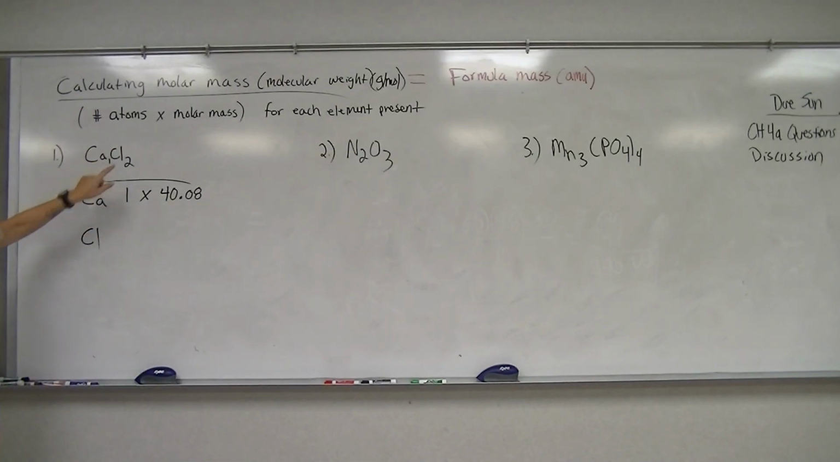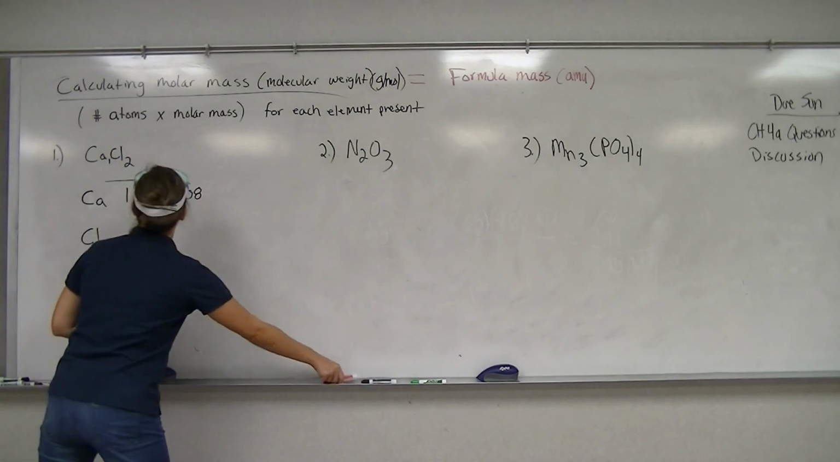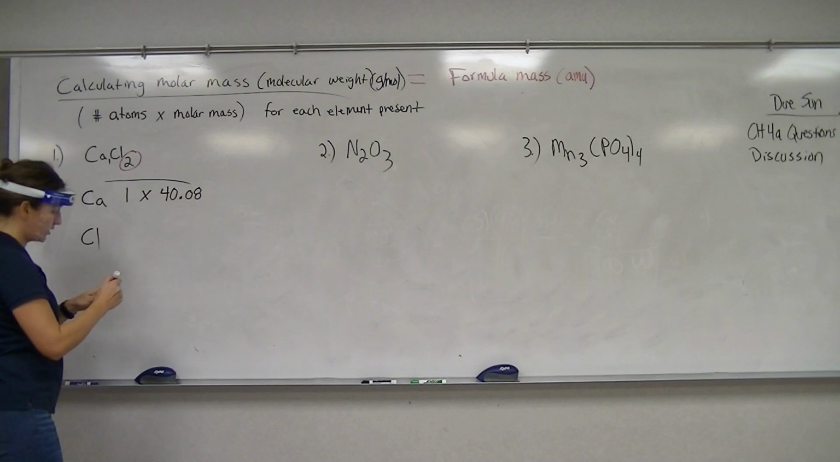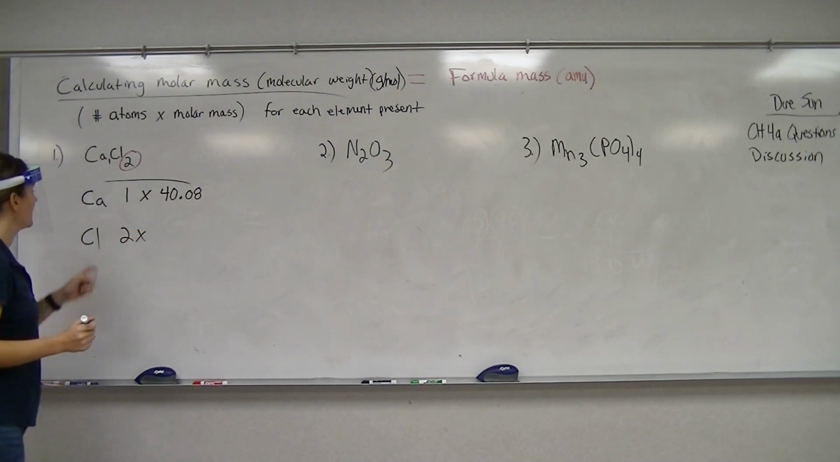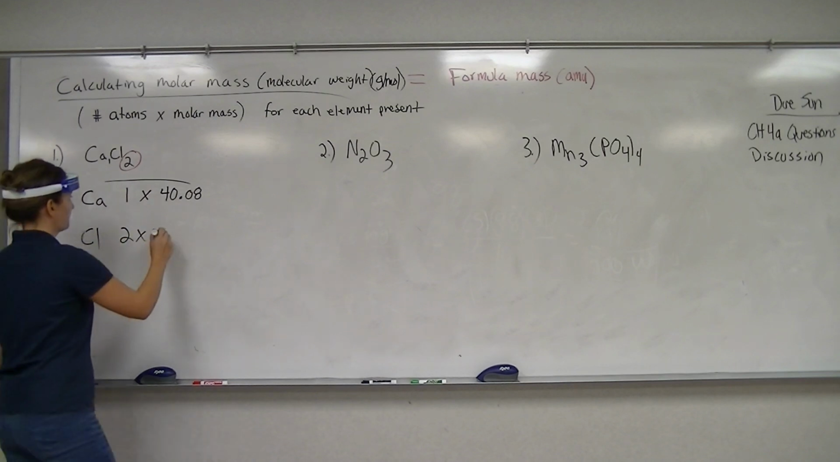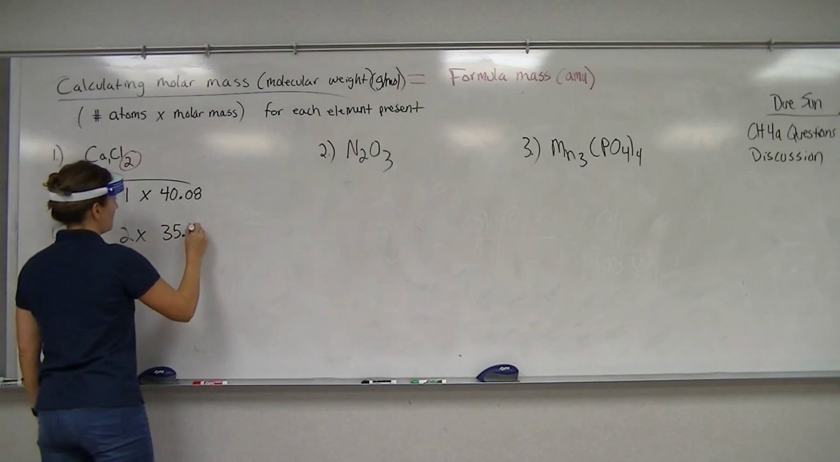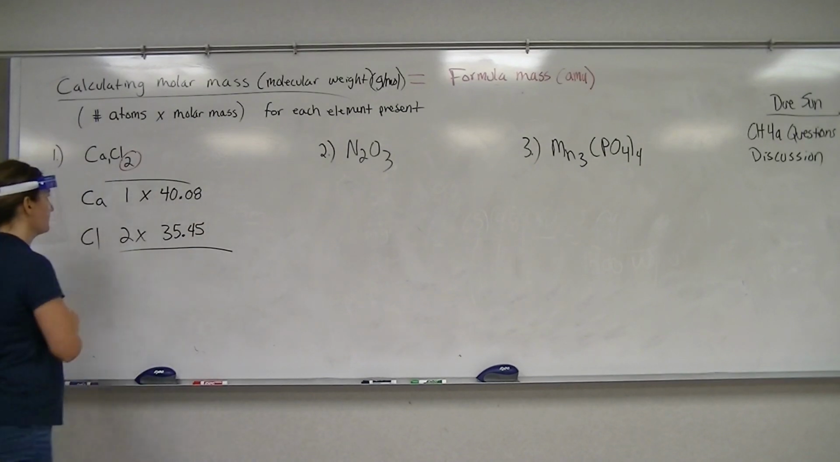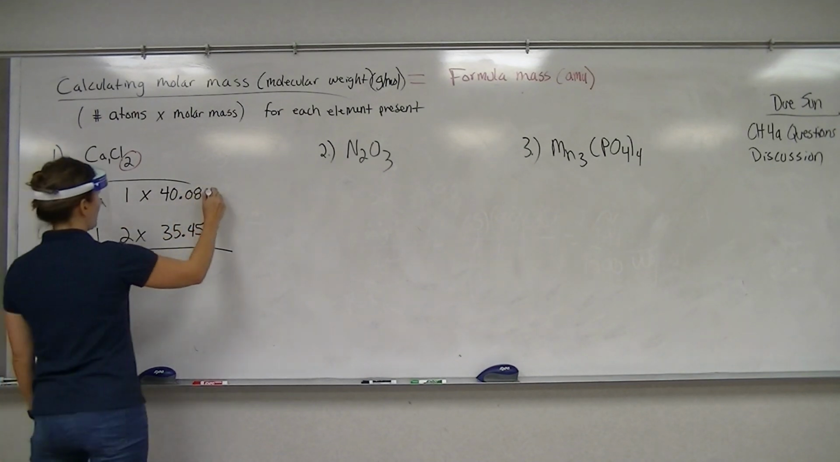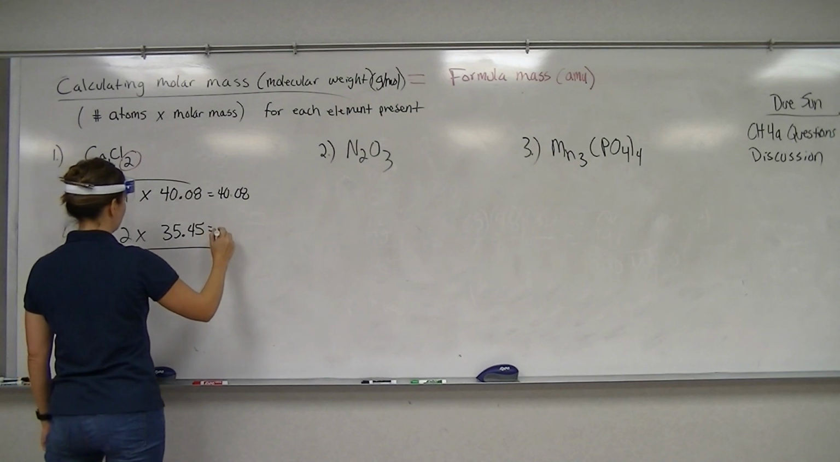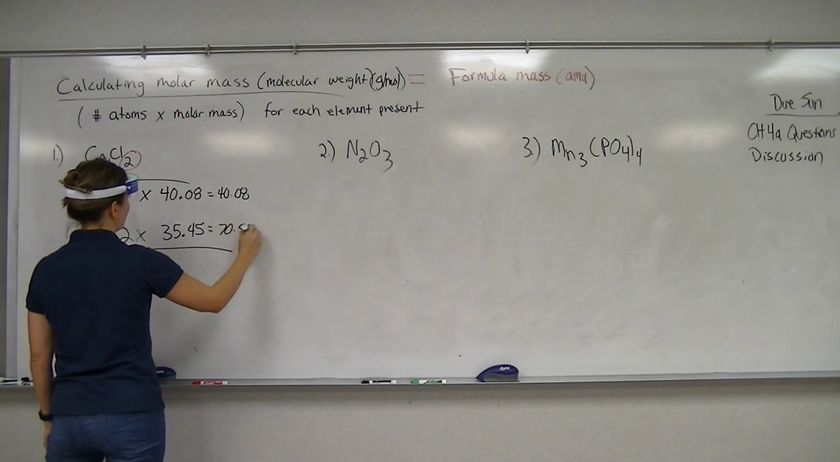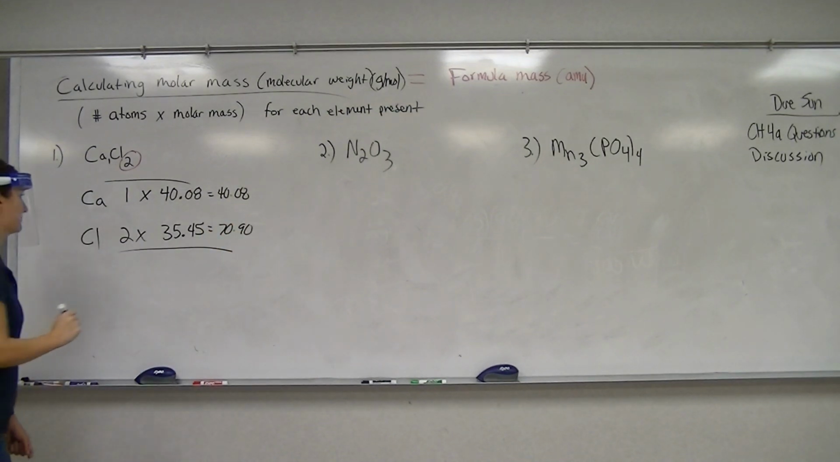So now for chlorine, the number of atoms, we're looking once again at the subscript. A subscript of 2 tells me I have 2 chlorine atoms. Multiply it by its molar mass, 35.45. So you multiply across and then add them together. I don't know what that is, 78.90. Is that right? And then add.